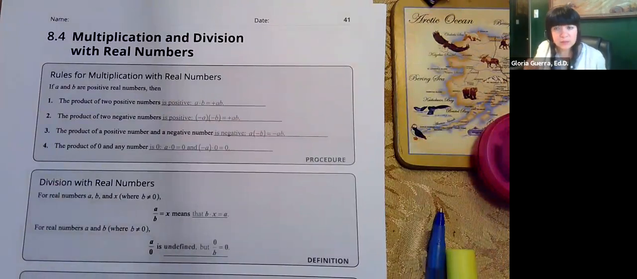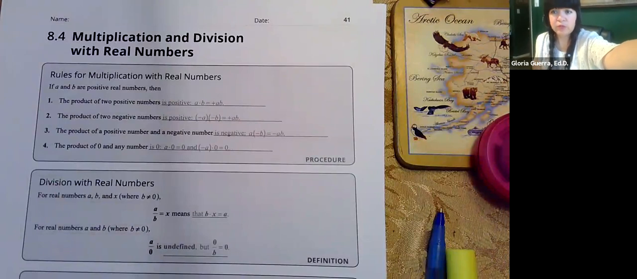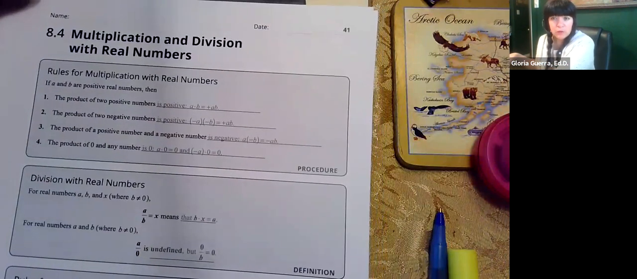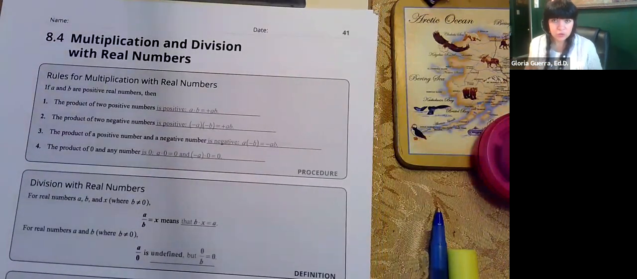All right, hello class. I'm going to record section 8.4, multiplication and division with real numbers. And this is for your Math 410 course. In your workbook, this begins on page 41 of your 410 workbook, not your co-rec workbook, but the 410.